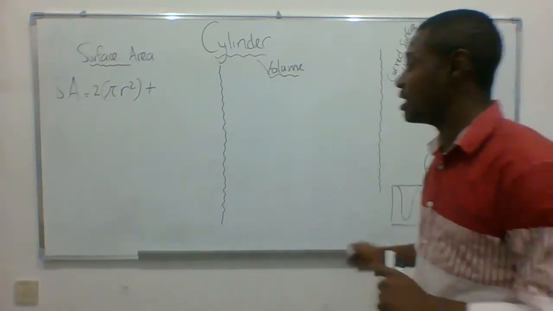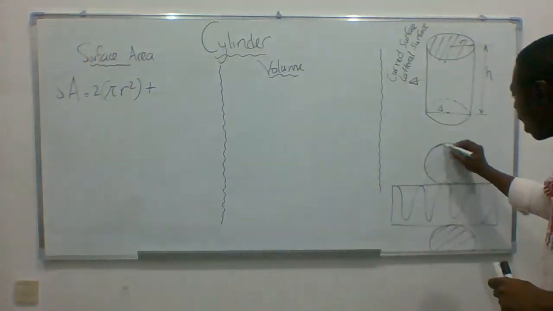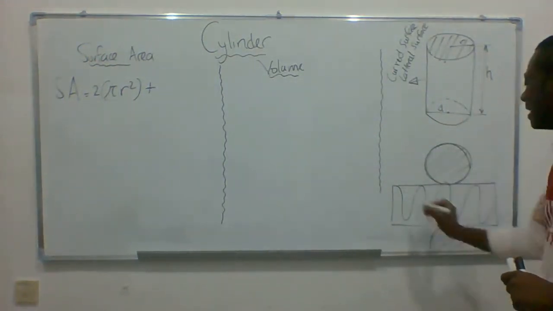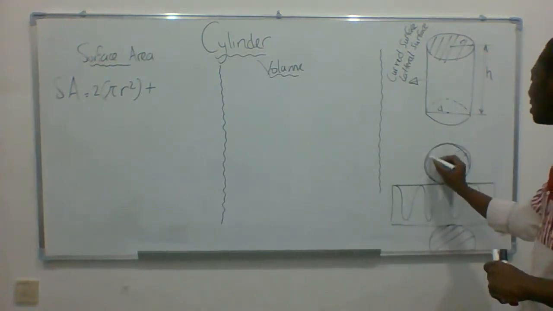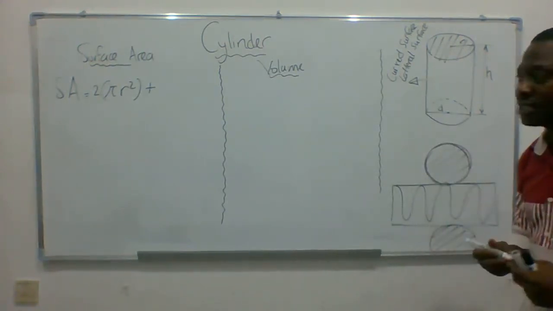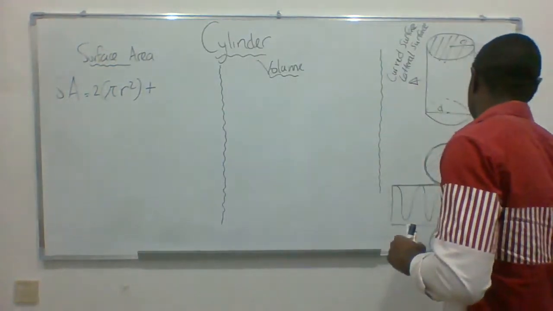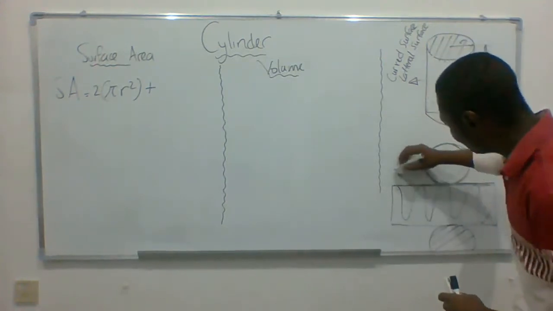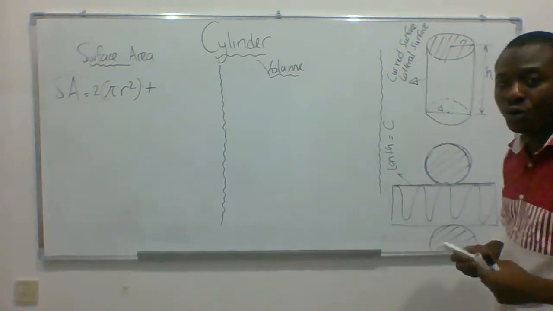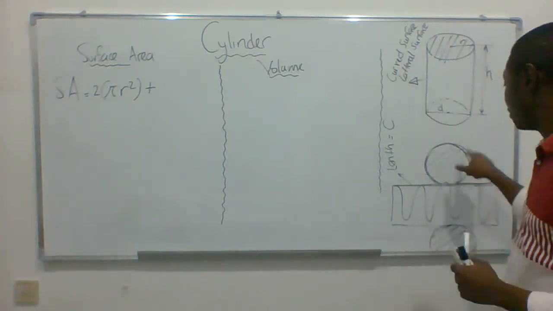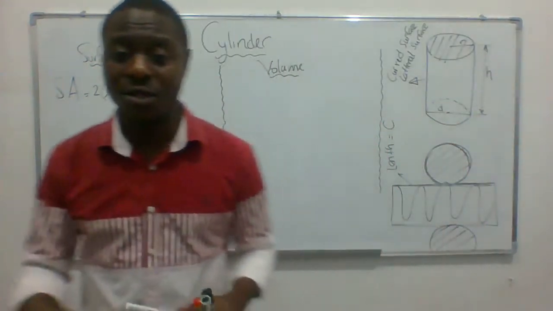And the lateral surface is nothing but the distance around the circle, which is the same as this distance. They're equal. And the distance around the circle is the circumference. We know what the circumference is. So now the length of my rectangle is equal to the circumference of this circle. Therefore the circumference is the length.